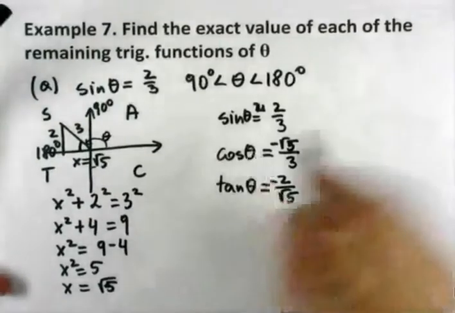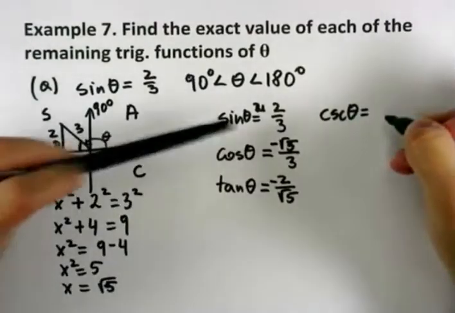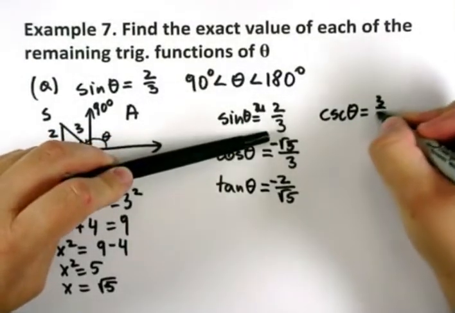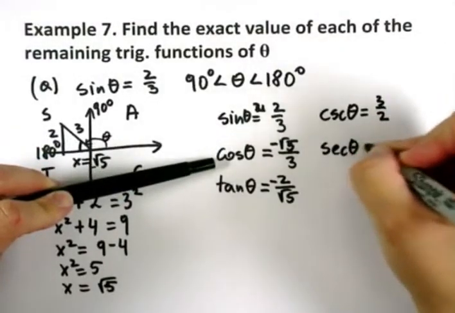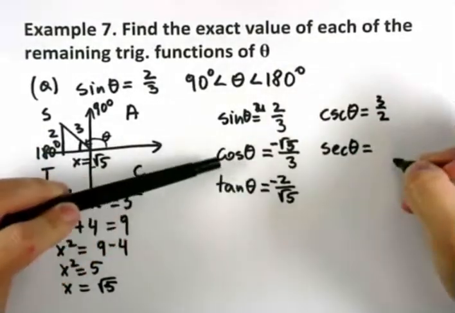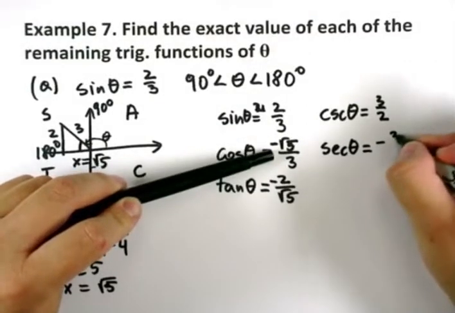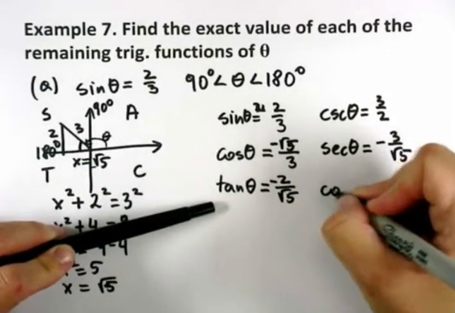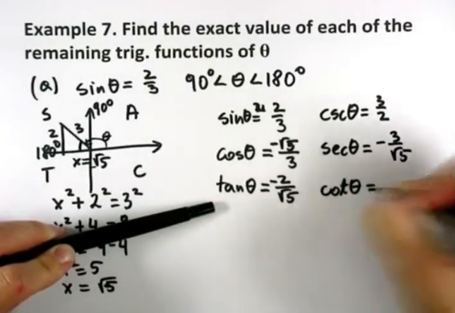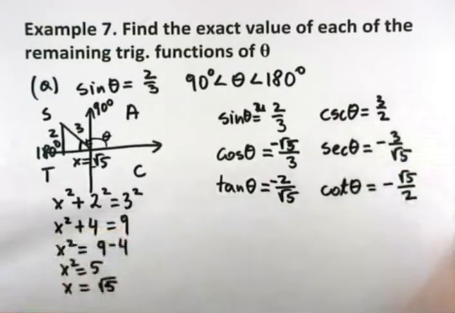Now we have cosecant, which is the inverse of sine, so it's 3 over 2. Secant is the inverse of cos, so we have minus 3 over root 5. Cotangent is the inverse of tangent, so it's minus root 5 over 2.